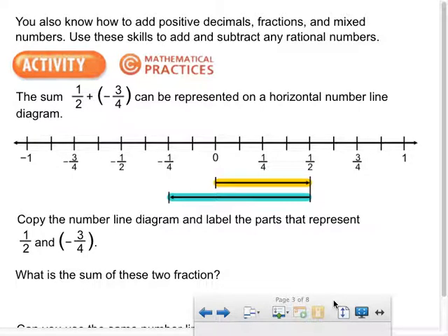If you look at this problem right here, we're taking the sum of 1/2 plus negative 3/4. We're going to represent this on the number line. What I want you to do is sketch the number line. I want you to solve that sum of rational numbers, and then we're going to model it. So take some time. Go ahead and write these out. Sketch your graph. It doesn't have to be perfect.